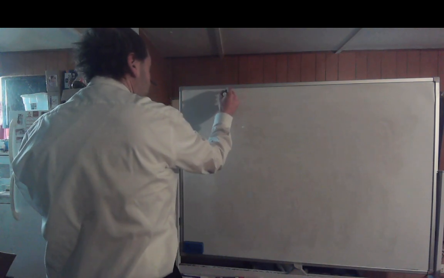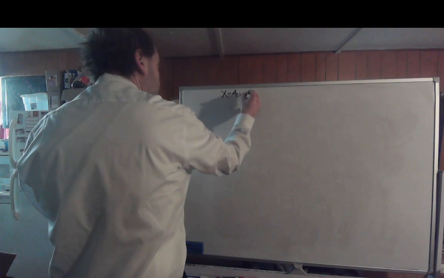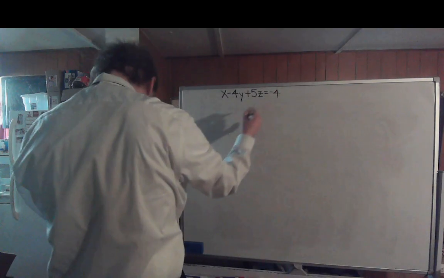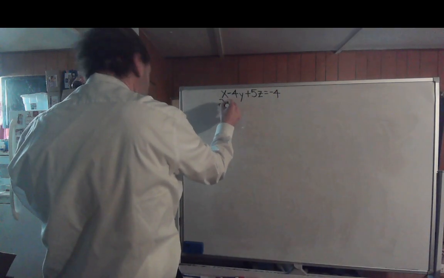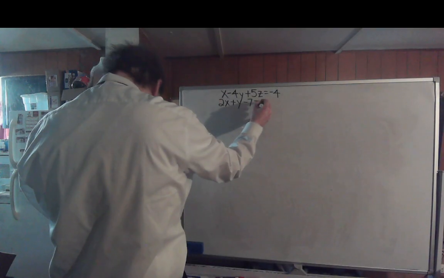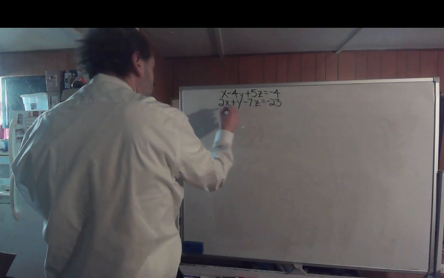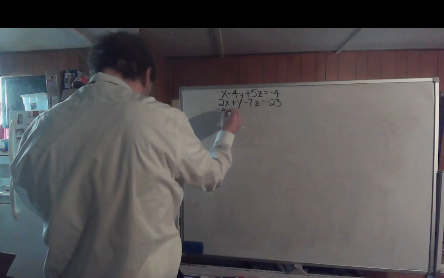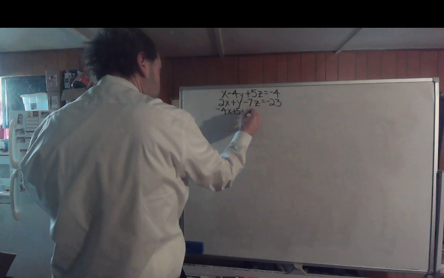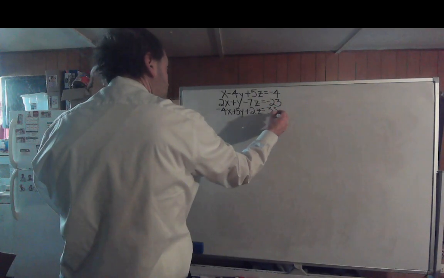So in this case we have the system x minus 4y plus 5z is equal to negative 4. We have 2x plus y minus 7z is equal to negative 23. And then we have negative 4x plus 5y plus 2z is equal to 38. Yeah, not pretty at all.